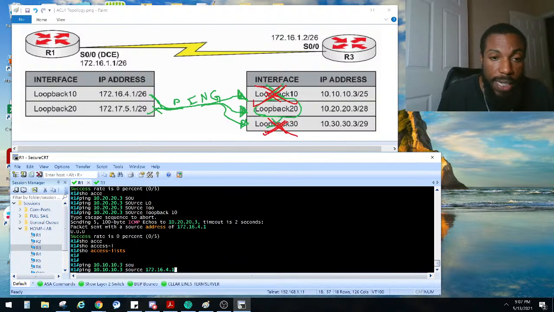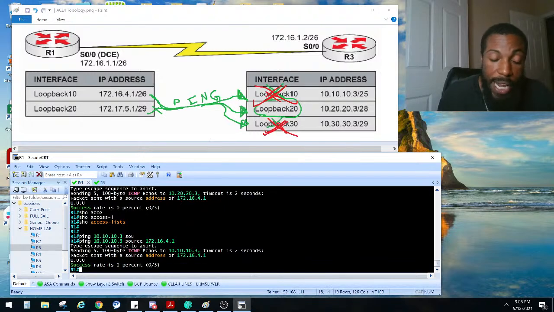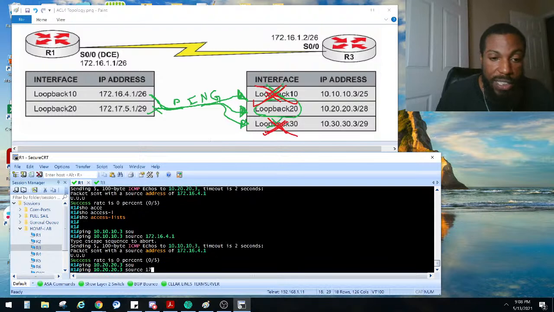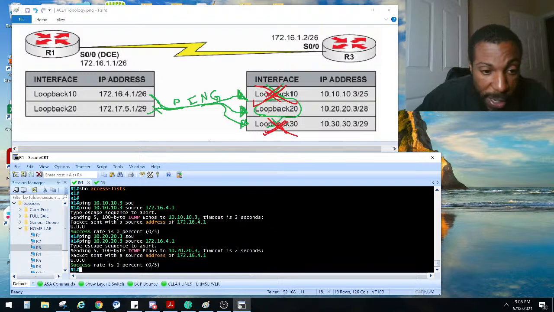Pray to the network gods. Was this pinging that we were testing last? Yes, we were pinging last, because we already did the telnet part. That's blocked. Good to go. Pray to the network gods and hope this one lets us through, though. Ping 10.20.20.3 with the source address of 172.16.4.1. Hope this gets through. That's getting blocked. We got some troubleshooting to do here.